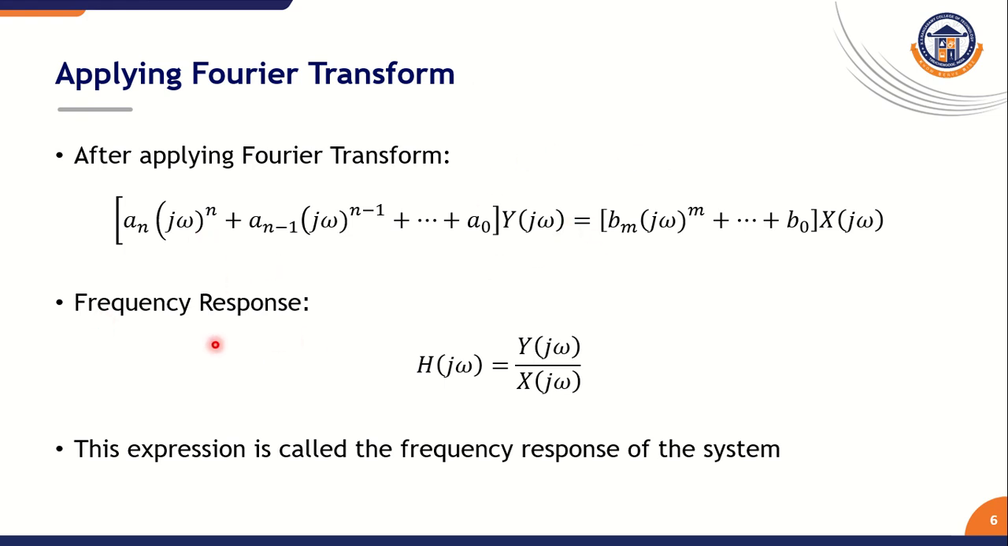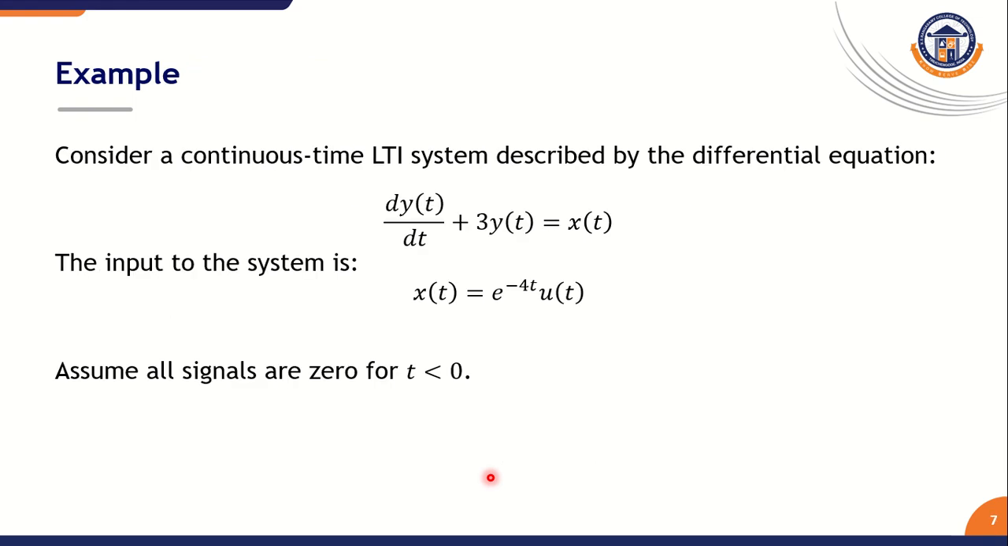From this system, we find capital H of j omega equal to capital Y of j omega divided by capital X of j omega. This expression is called the frequency response of the system. Let us now understand this concept clearly with an example.